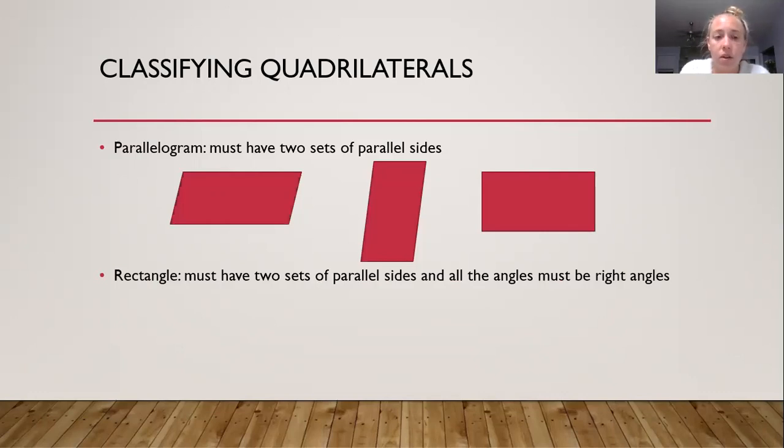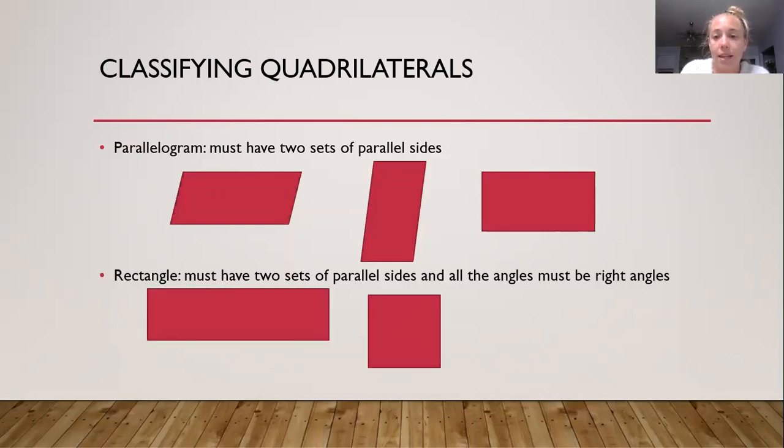A rectangle must also have two sets of parallel sides, and all the angles must be right angles. So rectangles are considered parallelograms. All rectangles are parallelograms, but not all parallelograms are rectangles.